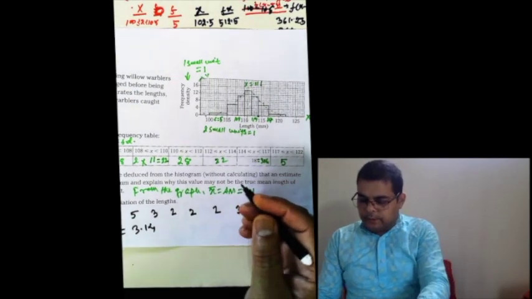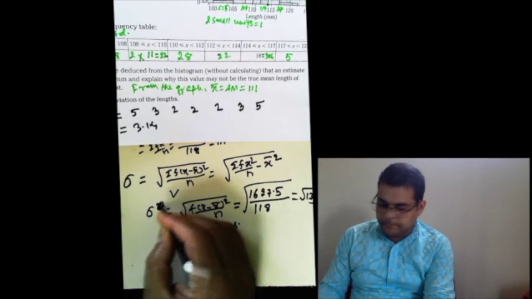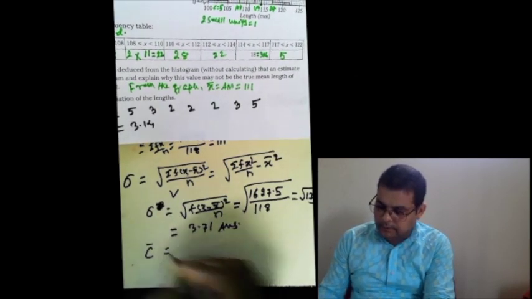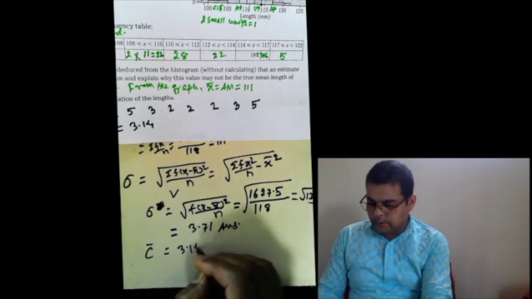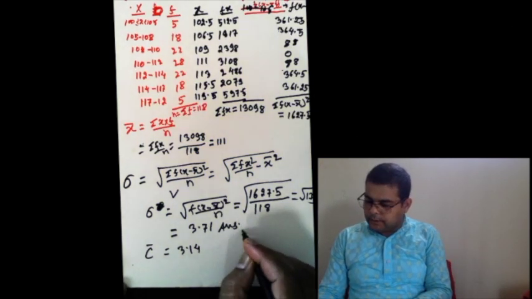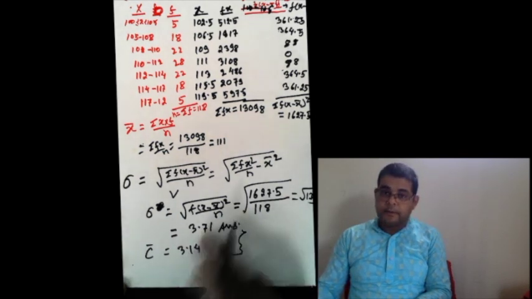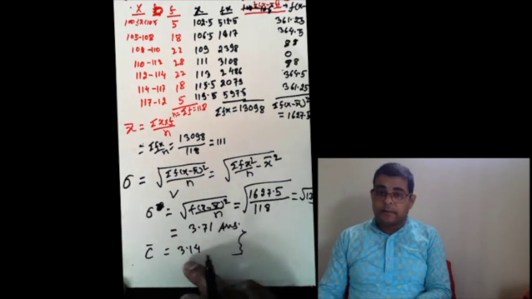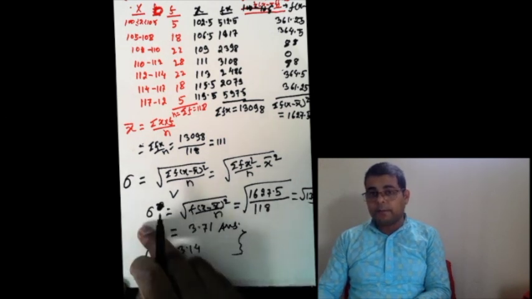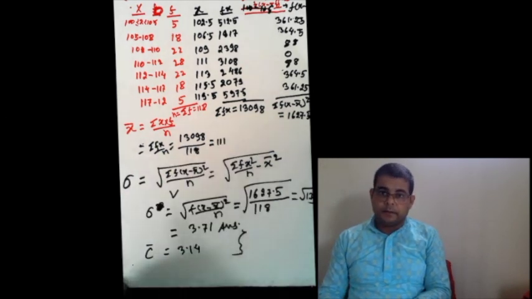Now, this is sigma, the standard deviation, and this is c bar, 3.14. If you compare these two values, you can see that they are very near to each other. So sometimes it is also possible to roughly estimate the value of sigma from the class interval size.